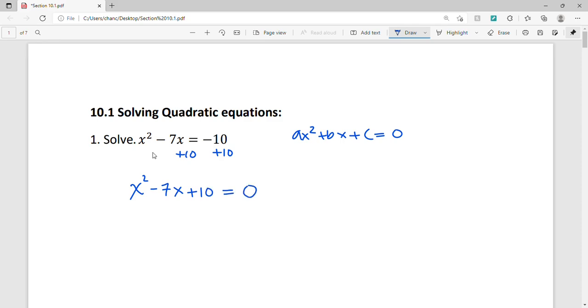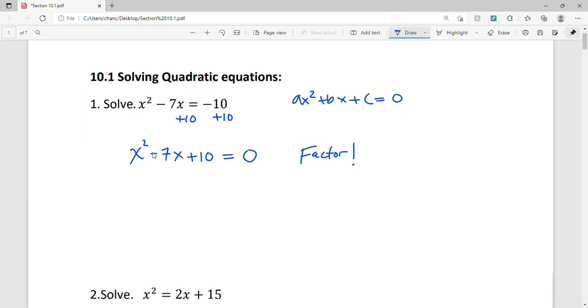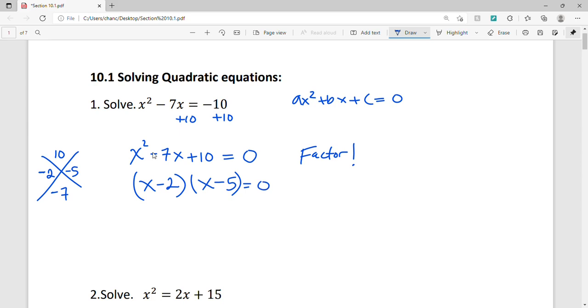Since it is equal to 0, we can attempt to factor this equation. And it has three terms, so I'm going to use the diamond method. 10 on top, negative 7 on the bottom, and the two numbers that multiply to get 10 and add up to get negative 7 is negative 2 and negative 5. This factors as x minus 2 times the quantity x minus 5 is equal to 0.